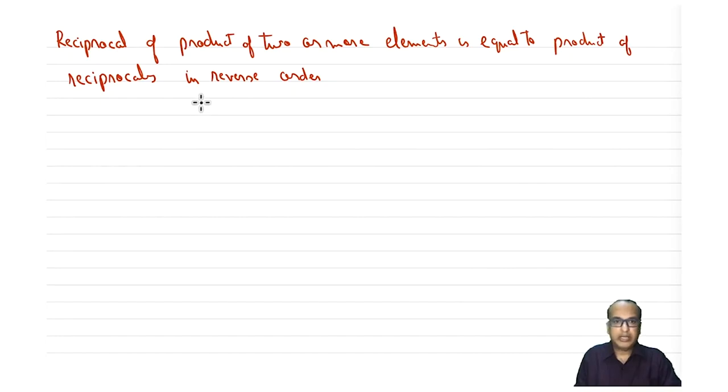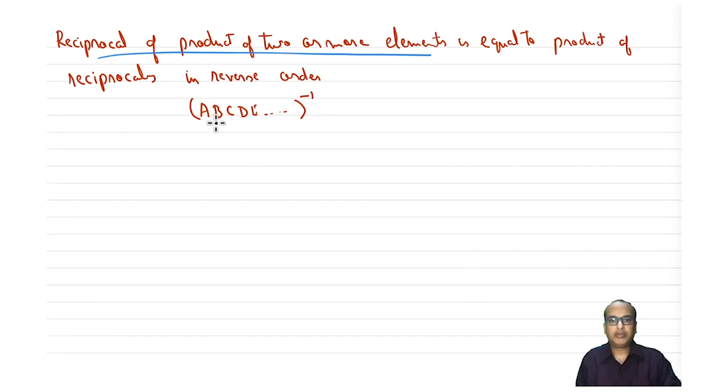So mathematically you can write it as: the reciprocal of the product of two or more elements, A, B, C, D, E, and so on, is equal to the product of reciprocals in reverse order. That means E inverse, D inverse, C inverse, B inverse, A inverse. Right? So the product of reciprocals in reverse order will be equal to this. Now, how do I prove this?